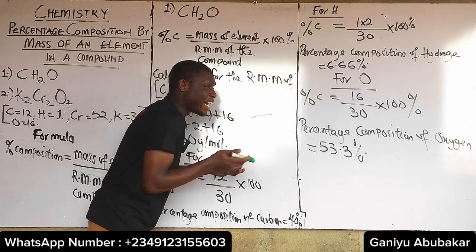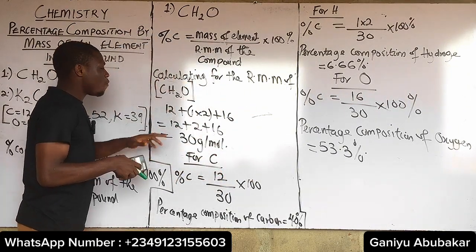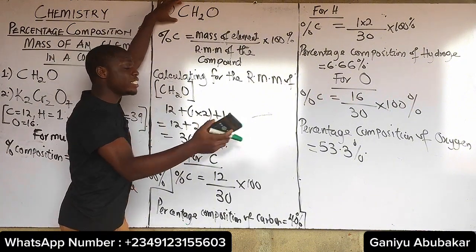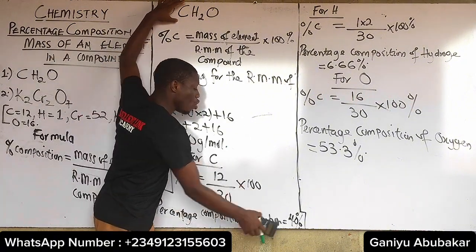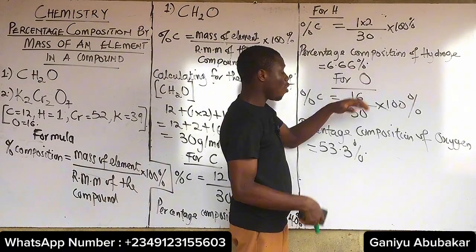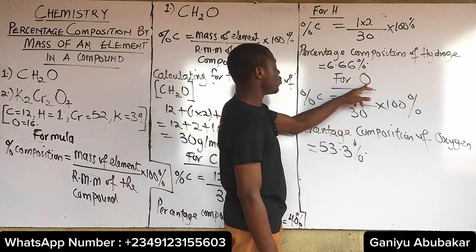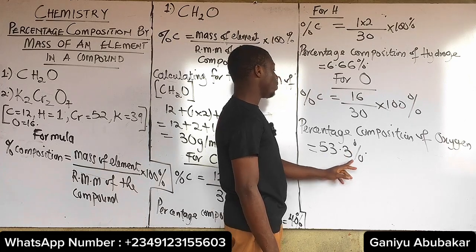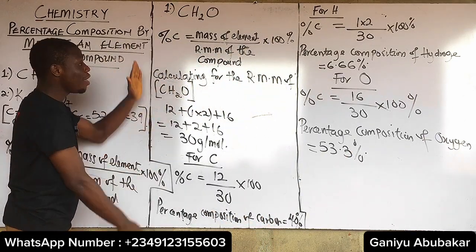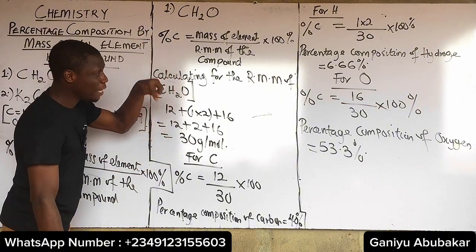the idea is that you'll be asked to calculate either for this compound, for carbon, which is 40, or for hydrogen, which is 6.66, or for oxygen, which is 53.3%. So you'll be asked to calculate one, but for teaching sake now, I calculate for each of them.